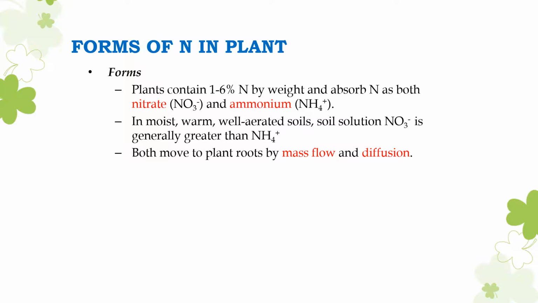Forms of nitrogen in plants. Plants contain 1 to 6% of nitrogen by weight and absorb nitrogen as both nitrate and also ammonium. In moist, warm, well-aerated soil, solution nitrate is generally greater than ammonium, and both move to the plant roots by mass flow and also diffusion.